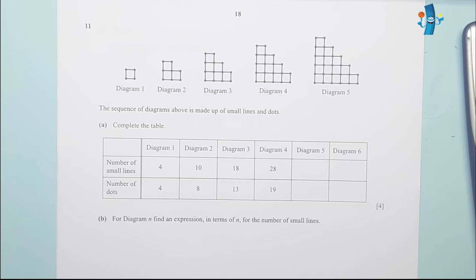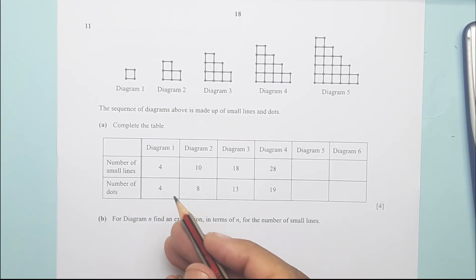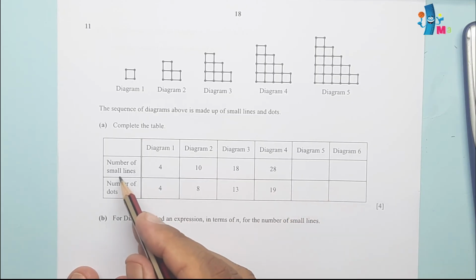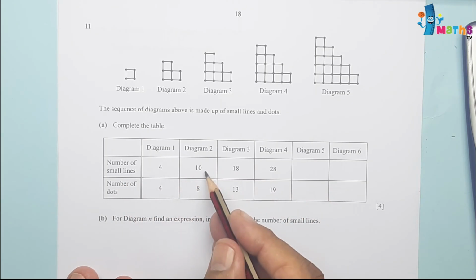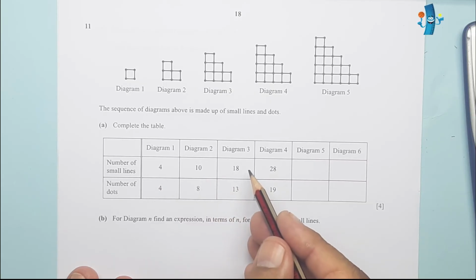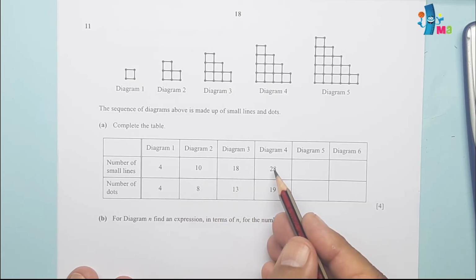This is a sequence question. So a diagram is provided. Diagrams 1, 2, 3, 4, 5 are given. The sequence of diagrams above is made up of small lines and dots. We'll have to complete this table. The number of small lines is 4, then 10, 18, 28.